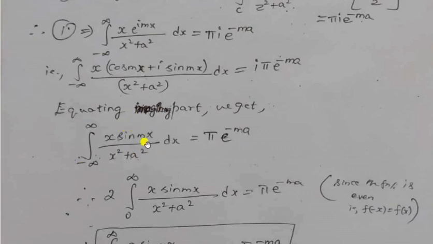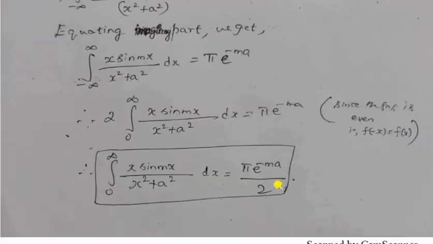According to the property of definite integrals, I can rewrite it as 2 times the integration from 0 to infinity of x sin mx by x square plus a square dx. Bring this 2 to the other side and rewrite it, and you will get the value of the given problem.